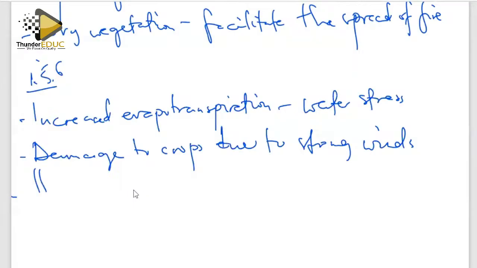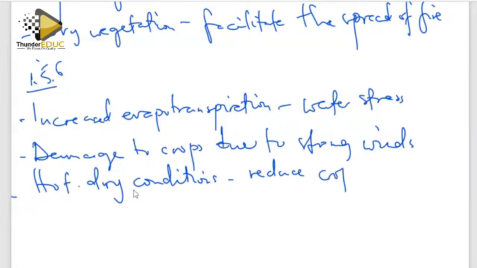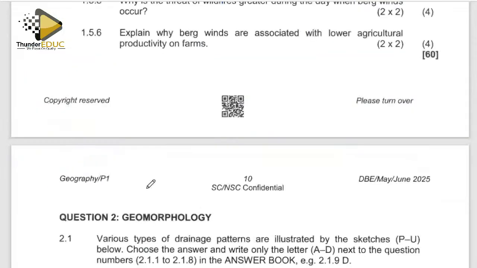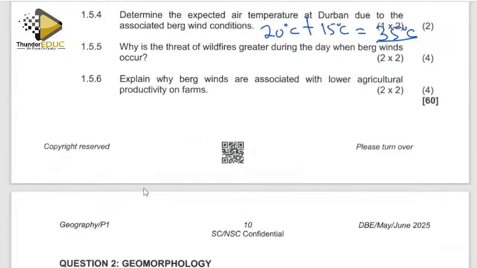And also, hot and dry conditions, how do they affect crops? They reduce crop growth and yields. Crops are exposed to excessively hot and dry conditions. That is going to affect the growth rate of the crops, and that is also going to impact the quality and quantity of the yields, resulting in a negative implication on the outcome of agricultural activities in the coastal areas. Right, that brings us to the end of our climate and weather question.